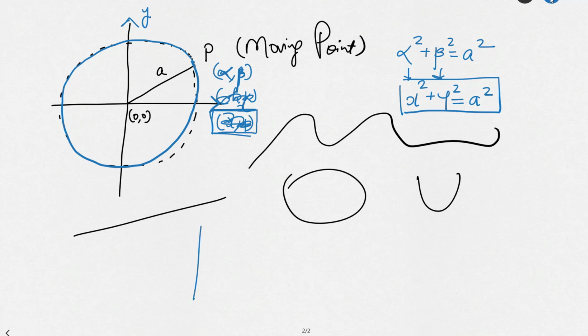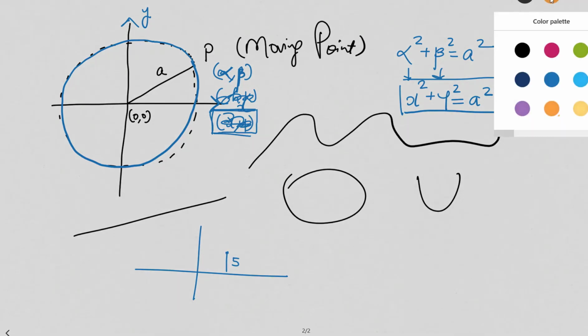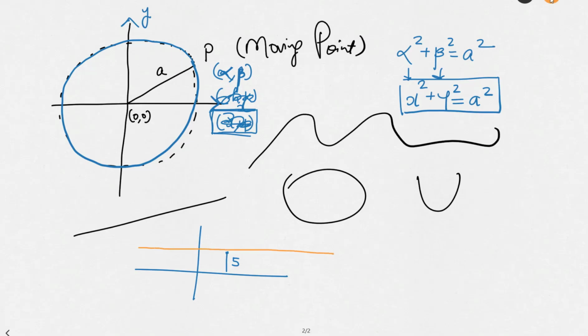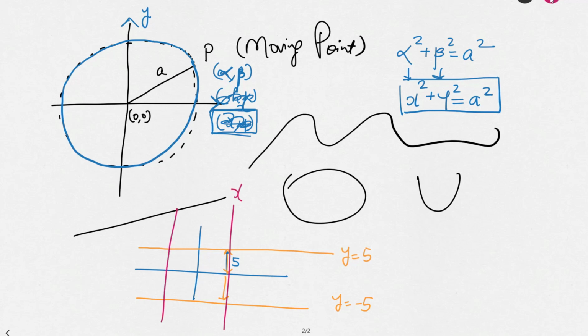Alright, another simple example would be: the distance from the x axis is always 5. What will be that locus? That would be a straight line, right? 5, this and this, right? The distance is always 5. The equation could be y equals 5 and y equals -5, right? This is also a locus. If I say the distance from the y axis is 5, the locus will be this line and this line, right? x equals 5 and x equals -5, and so on. So there are so many possibilities.